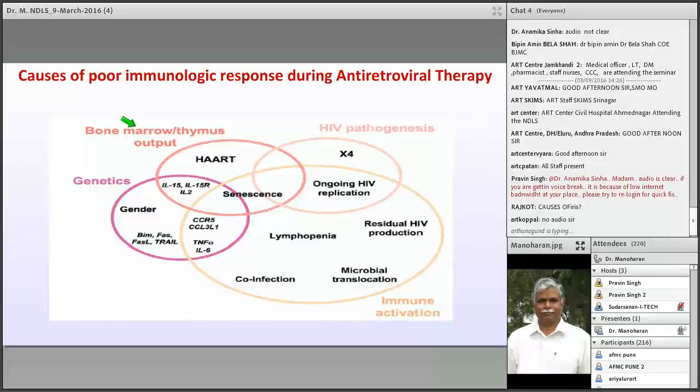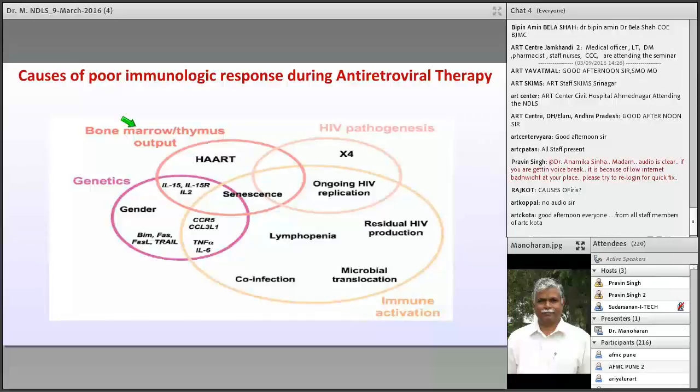And another reason related to this thymus output is polymorphisms in the genes coding for the cytokines IL-2, IL-15 and also IL-15 receptors. They are also involved in the maturation and development of T cells, and this polymorphism is also associated with poor immunological response.